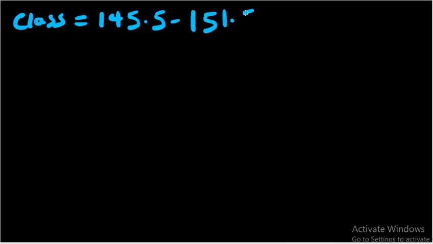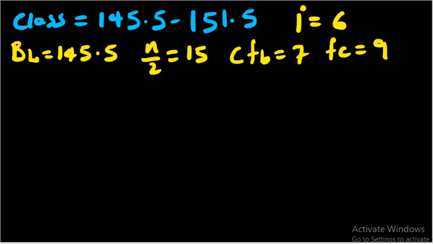Okay, so the median class, we said already, is 145.5 until 151.5. This is the median class. From this, let us extract everything that we have. Therefore, when we take out the necessary components, the class interval is already 6. The class interval means the gap in this class, the difference 151.5 minus 145.5, which is 6. We got it.